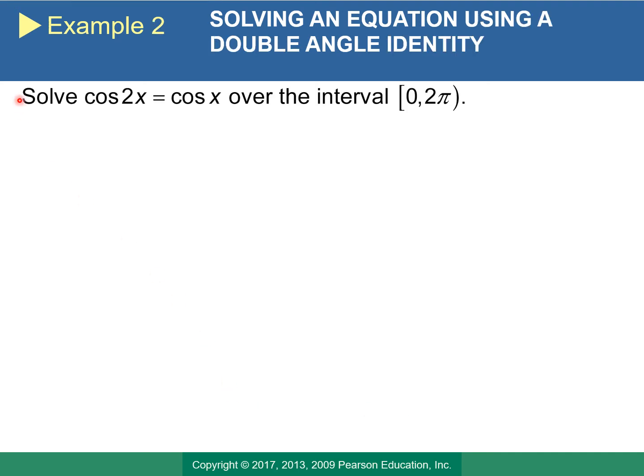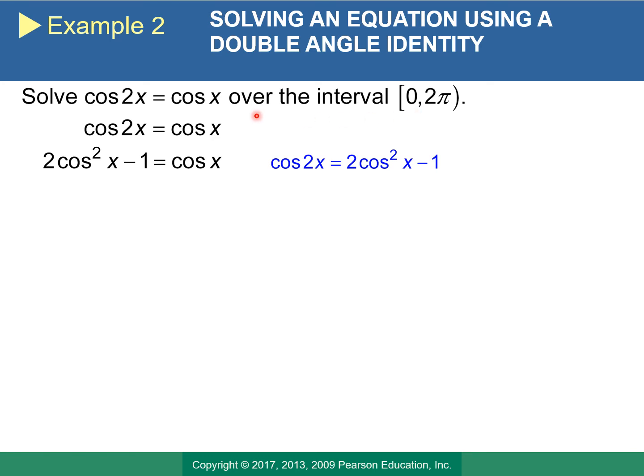Next example, solve cosine 2x equals cosine x over the interval from 0 to 2 pi. Okay. Now, it might be tempting, and don't fall for it. You might think, oh, I'll just divide out a cosine x. You can't do that because cosine 2x is not twice cosine x. It's cosine of twice the angle of x. So it's a completely different value most of the time.